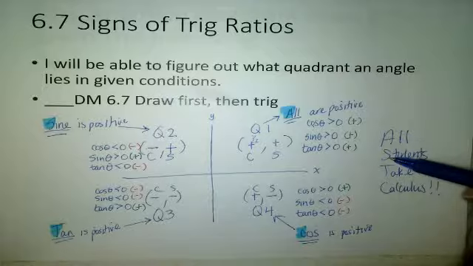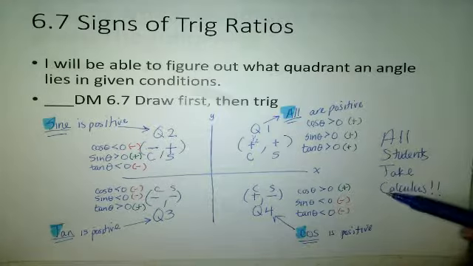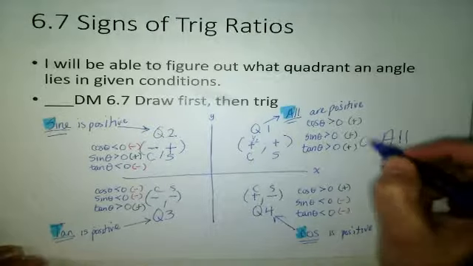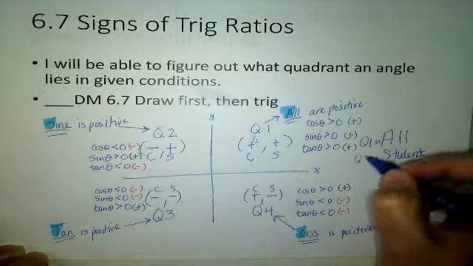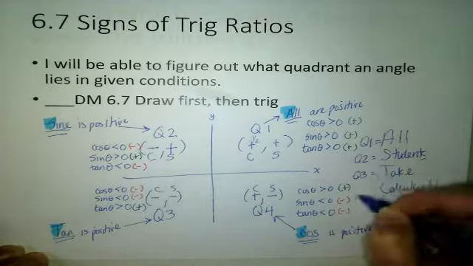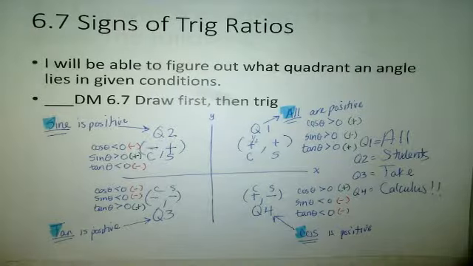Sine is positive in quadrant 2. Tangent is positive in quadrant 3. Cosine is positive in quadrant 4. All students take calculus is the little mnemonic device to help you remember that in quadrant 1, all of them are positive. In quadrant 2, sine is positive. In quadrant 3, tangent is positive. And in quadrant 4, cosine is positive. And maybe that's helpful for you.